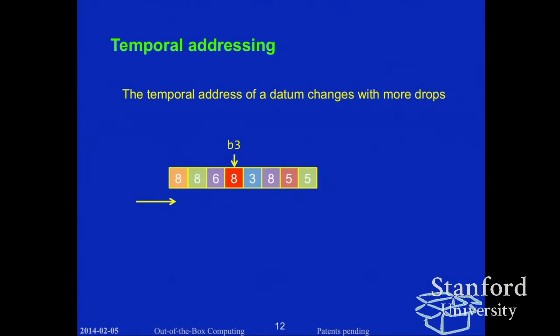this, is that every time you do a new drop on the front, everybody's temporal address changes. So that, for example, if we want to reference that value 8 in red there, that is B3 now. But as soon as a few more values drop onto the belt, B3 now refers to somebody else, and that value 8 is now B6. This is a truly awful process to attempt to keep track of by hand.